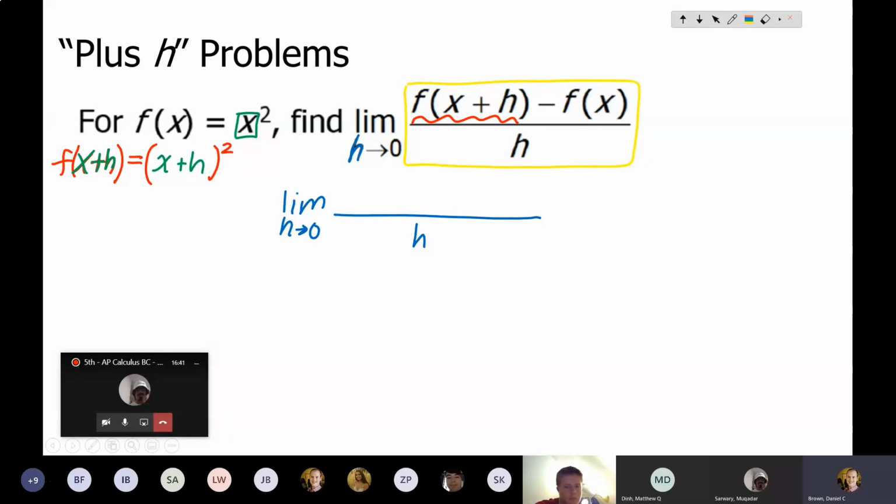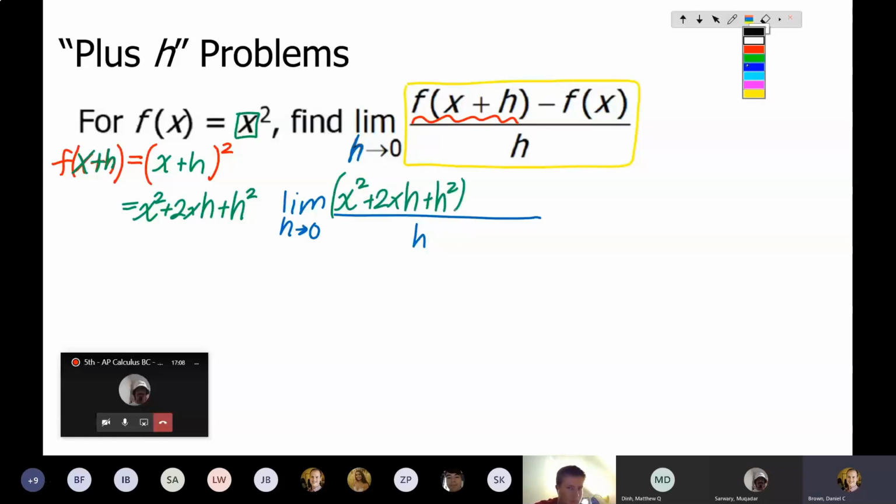I know eventually you want things to cancel out, so I'm going to go ahead and FOIL that. Make sure you don't just distribute that squared. But FOILing it will become x squared plus 2xh plus h squared. So plugging that into my limit, I first have this f of x plus h. Well, what was f of x plus h? It was x squared plus 2xh plus h squared.